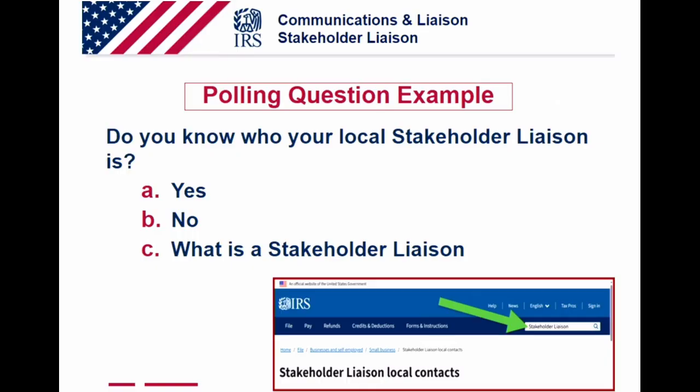So here's your question. Do you know who your local stakeholder liaison is? Answer A for yes, B for no, C, what is a stakeholder liaison? Take a moment and click the radio button that corresponds to your answer. I'll read that again. Do you know who your local stakeholder liaison is? Answer A for yes, B for no, or C, what is a stakeholder liaison? I'm going to give you a few more seconds to make your selection.